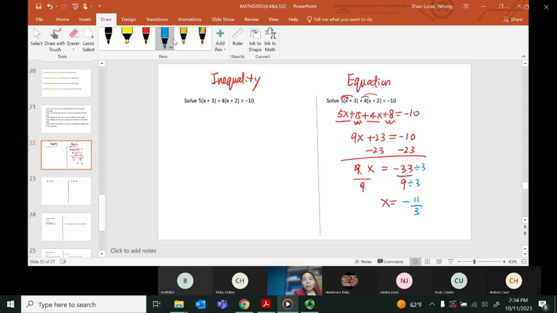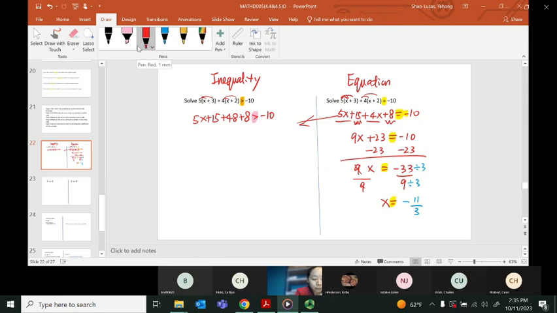With the inequality on the left side, notice that it's exactly the same question except I changed the equal sign to greater than. So you solve the problem exactly the same way, but instead of having an equal sign from beginning to end, you need to have a greater than sign from beginning to end. You distribute and copy: 5x plus 15 plus 4x plus 8. But be careful, it's greater than, so don't change it to an equal sign. You have to keep the greater than sign.